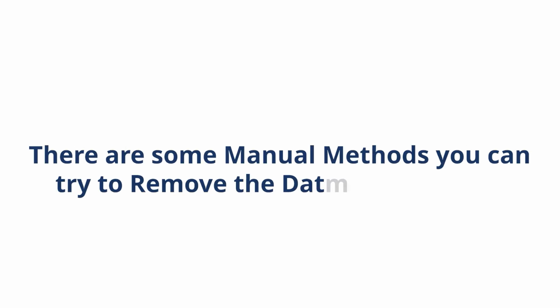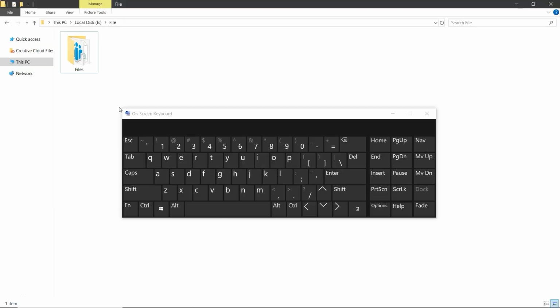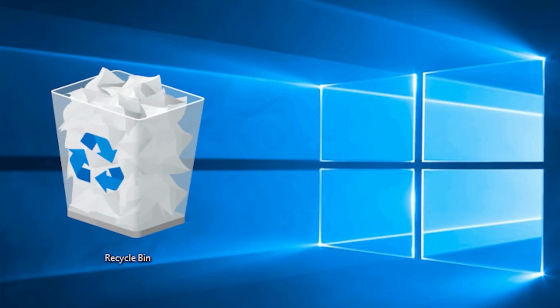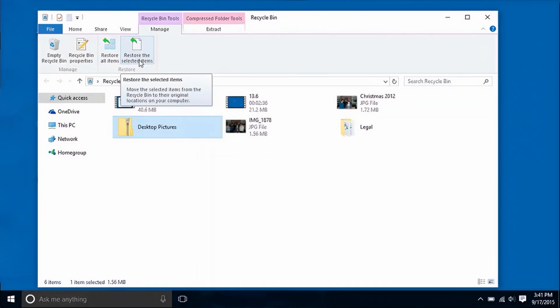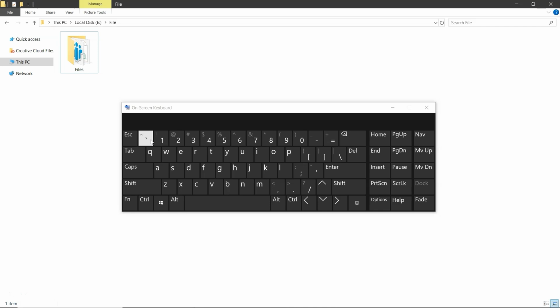There are some manual methods you can try to remove the data permanently. Let's start with the most basic method. Simply select the file and press the delete key on your keyboard. But keep in mind, this doesn't actually delete the file permanently. It just moves it to the recycle bin, where anyone can restore it and access the contents. To delete a file permanently, use Shift+Delete. Select the file and press Shift+Delete. This skips the recycle bin and removes the file right away.